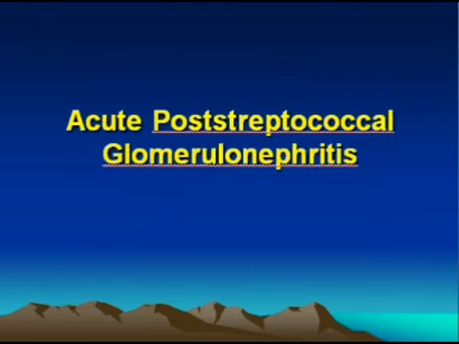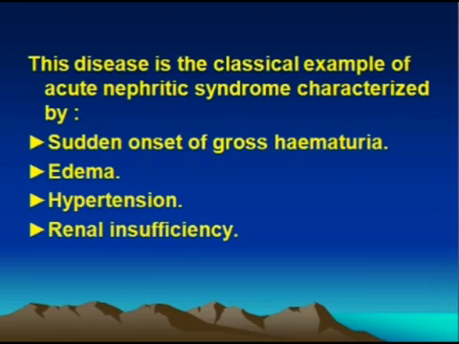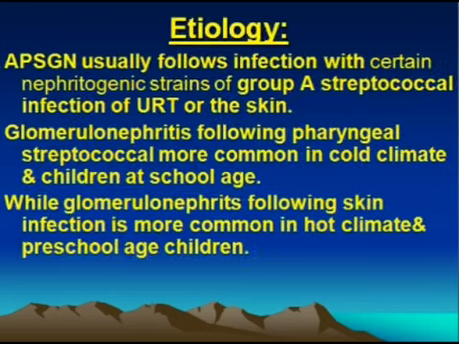The second subject in our lecture is acute post-streptococcal glomerulonephritis. This disease is a classical example of acute nephritic syndrome and is characterized by sudden onset of gross hematuria, edema, hypertension, and renal insufficiency. Etiology: it usually follows infection with a certain nephritogenic strain of group A streptococcal infection of the upper respiratory tract or skin. Nephritis following pharyngeal streptococcal infection is more common in cold climates and school-age children, while that following skin infection is more common in hot climates and preschool-age children.